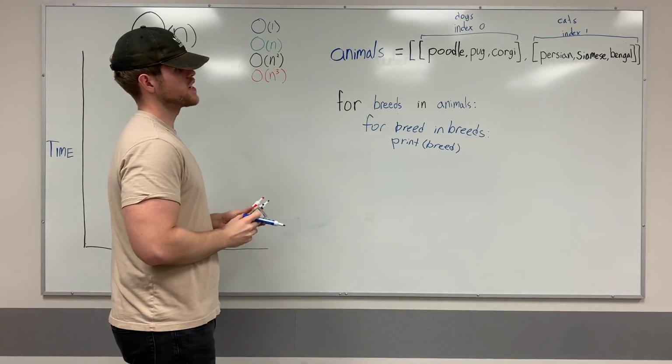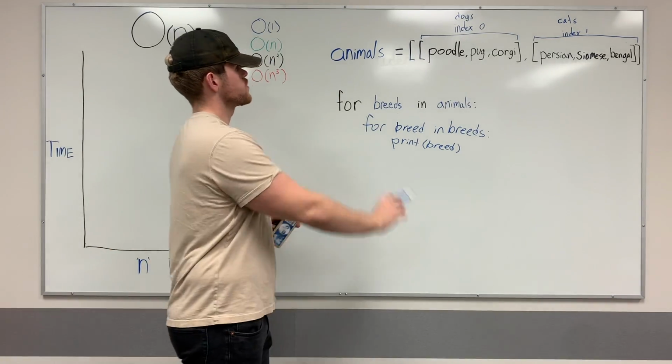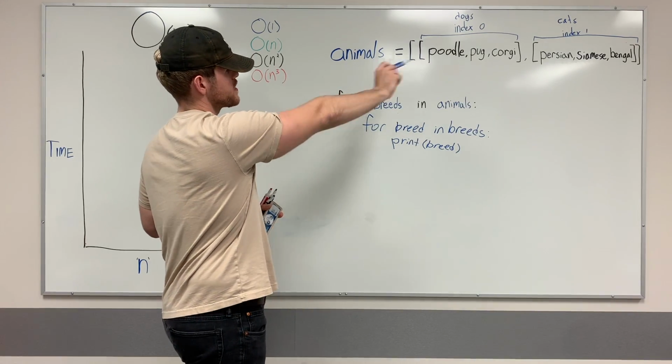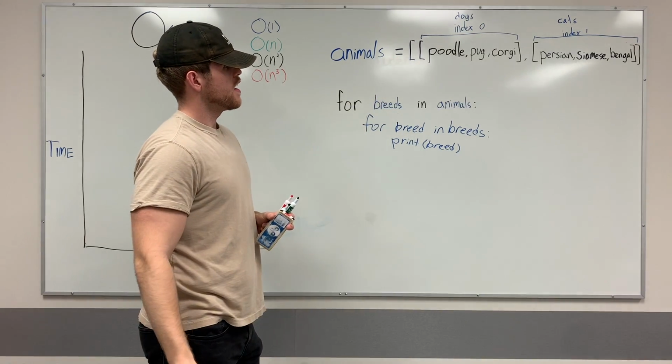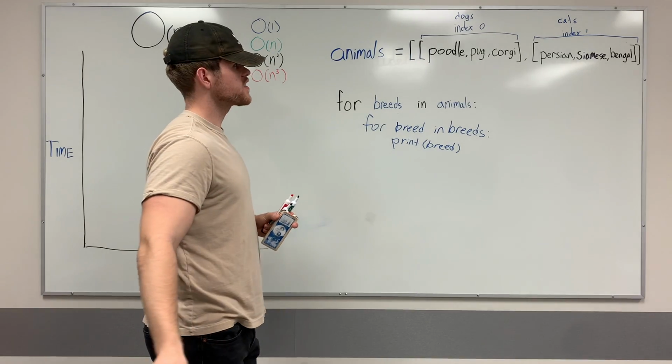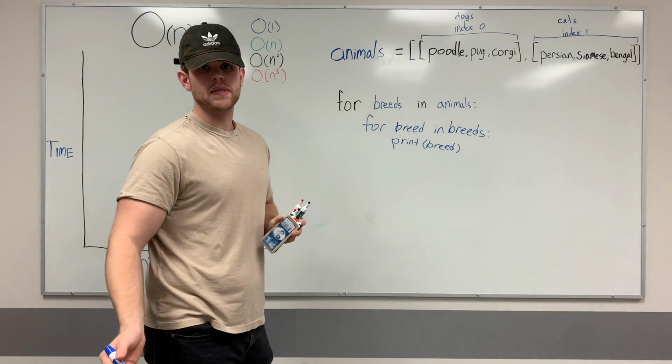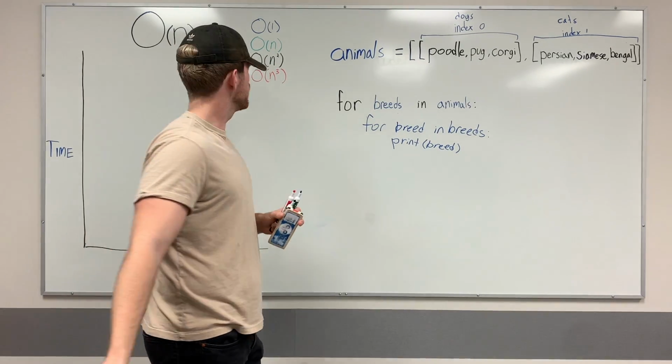If we were to just say, you know what, we're not going to loop through it at all, and just look at this animals array and just print this original array, I'm not sure if that would execute, but that would be O(1) because there's no loops in it at all.